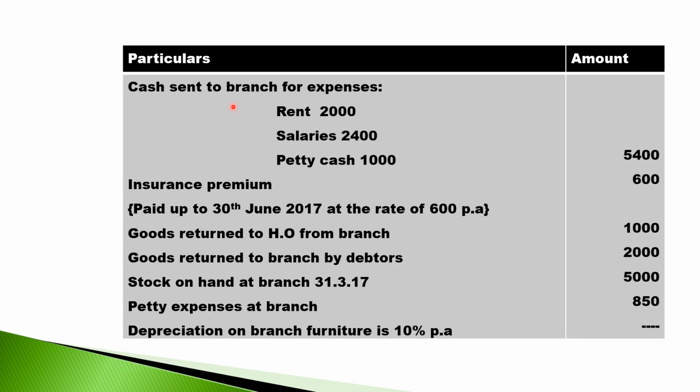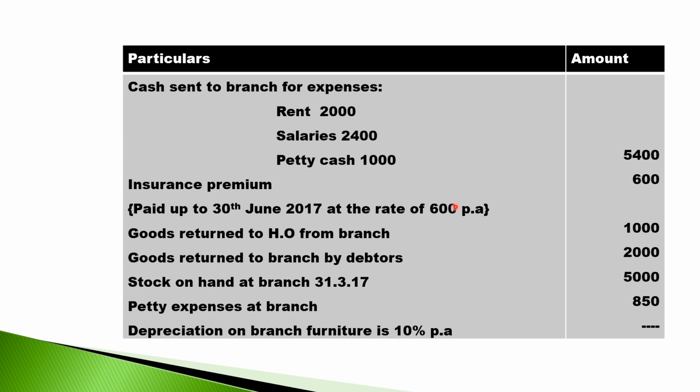Cash sent to branch for expenses totally 5,400. For rent 2,000, plus for salary 2,400, for petty cash 1,000. It can also be read as cash received by branch, so debit side. Insurance premium is 600, paid up to 30 June 2017 at the rate of 600 per annum. So 600 is the insurance paid till June 2017.